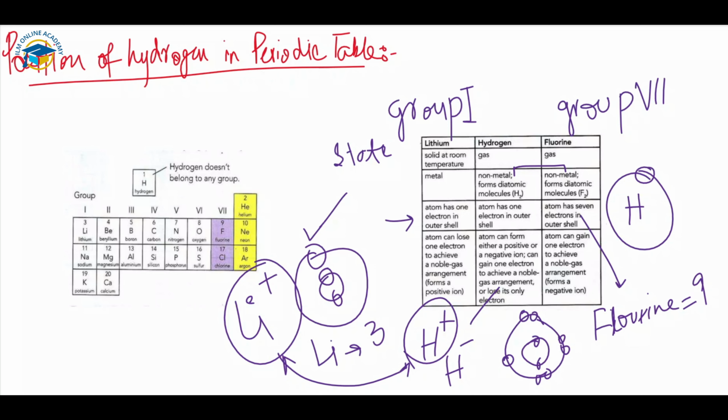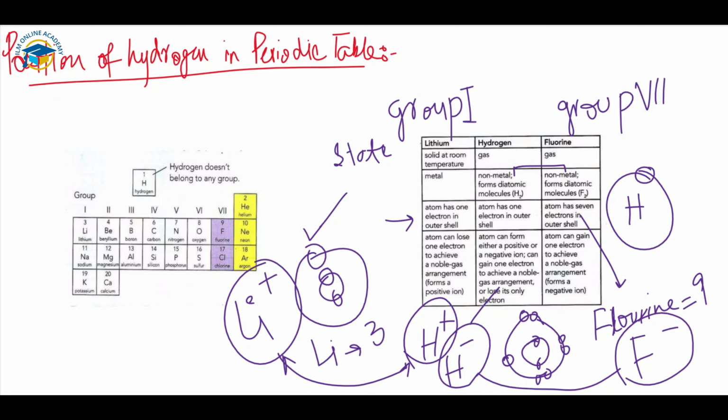But in the case of fluorine, the atom can gain 1 electron to achieve the noble gas electronic configuration, because fluorine needs just 1 more electron. So fluorine can form F negative. This is a similar property as compared to the hydrogen anion. So there is a comparison between the group 1 and the group 7 elements and hydrogen.